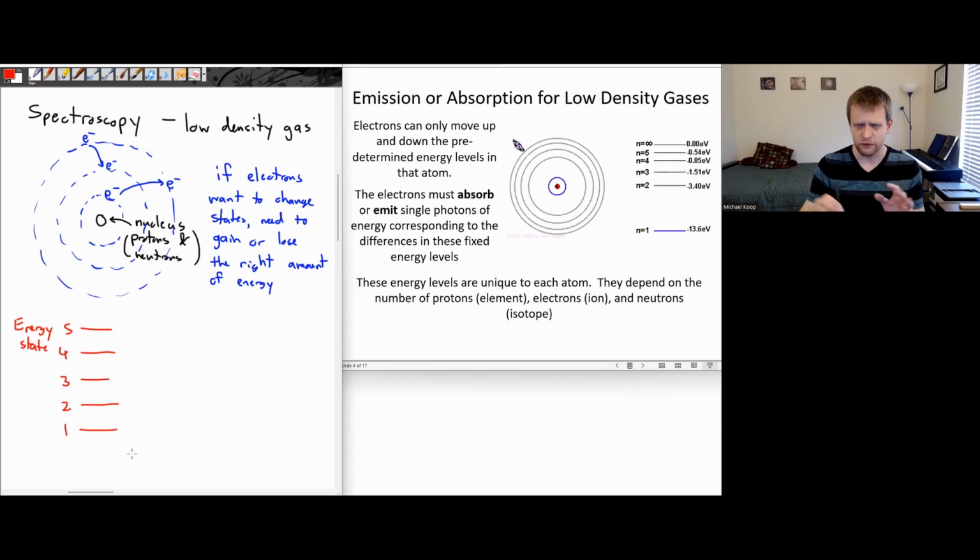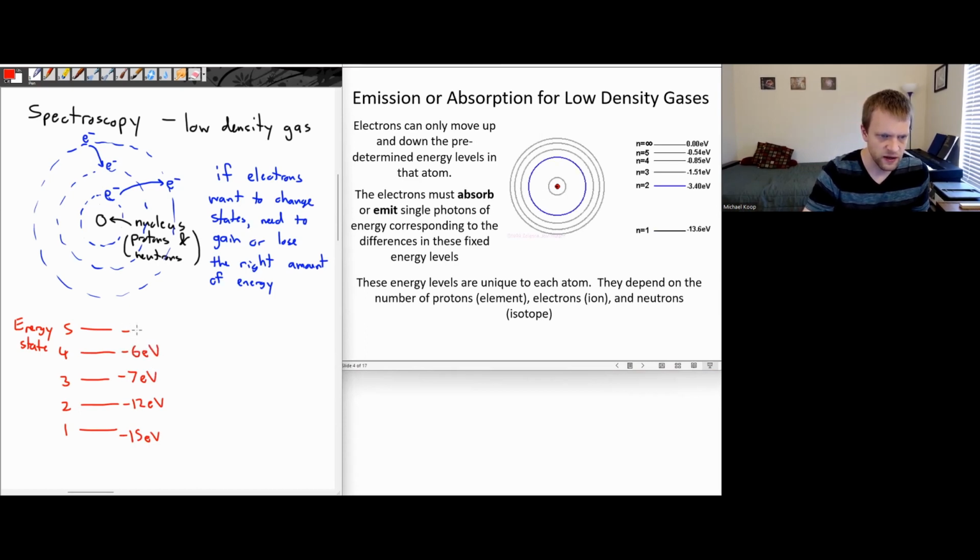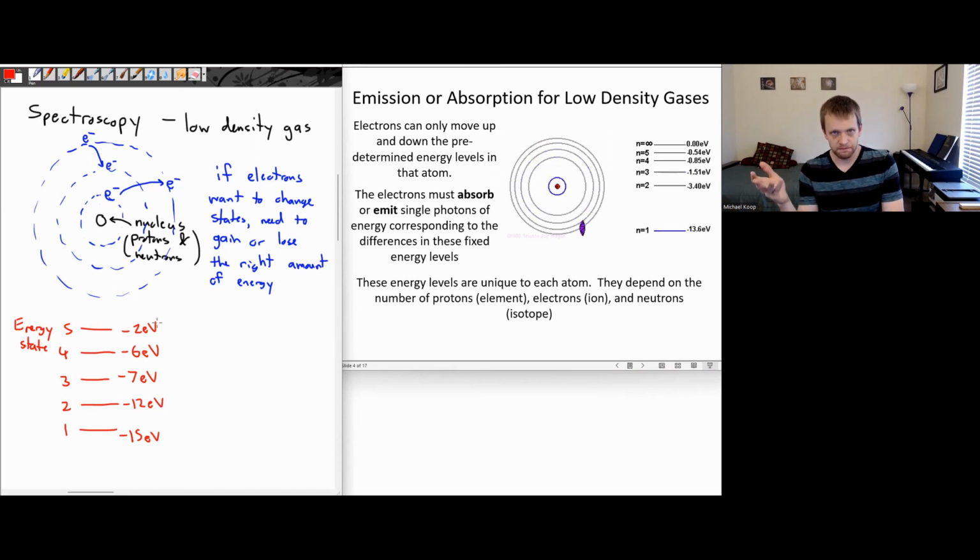And these energy states, for reasons that I'm not going to go into too much, we always describe as negative. But let me make some arbitrary values. So let's say this is negative 15 eV. Let's say this is negative 12 eV. Let's say this is negative 7 eV, negative 6 eV, and then negative 2 eV. I'm just making this up. So these would be the potential energy states of the electrons around some hypothetical atom.